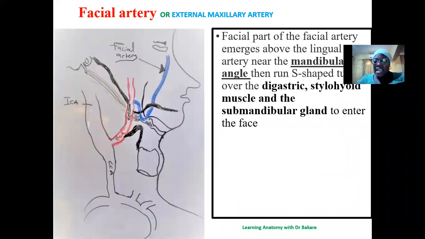We also have the facial artery. The facial artery originates just above the emergence of the lingual artery. This is the lingual artery that supplies the tongue and also the sublingual gland. We have the facial artery. The facial artery has a very tortuous path through which it runs. As it emerges around this point, it runs in a hook-shaped pattern around the angle of the mandible, running over the digastric muscle, the stylohyoid muscle, and also the submandibular gland. So it curves around it before it finally emerges to the facial region.